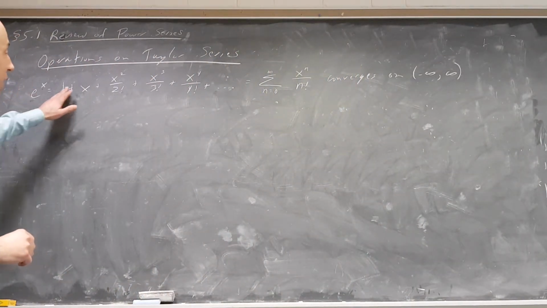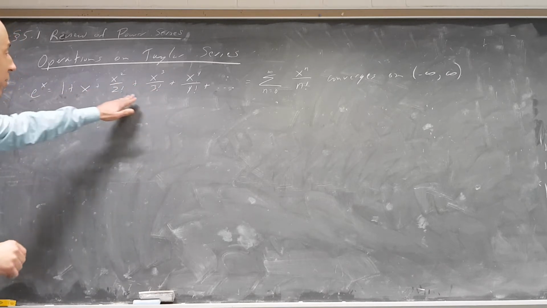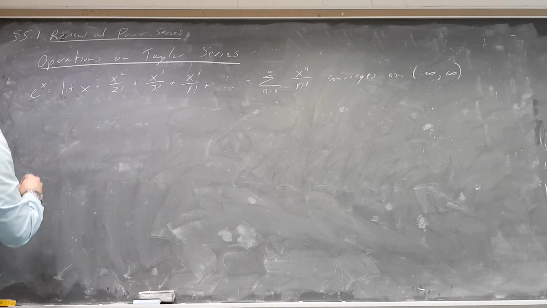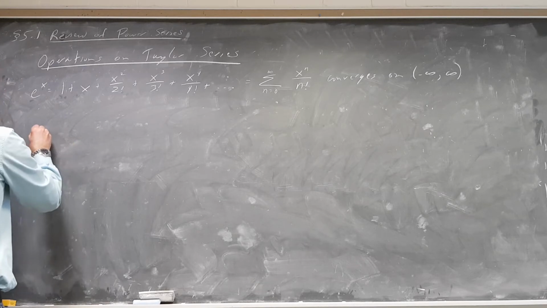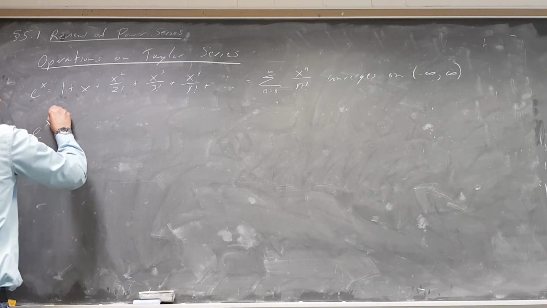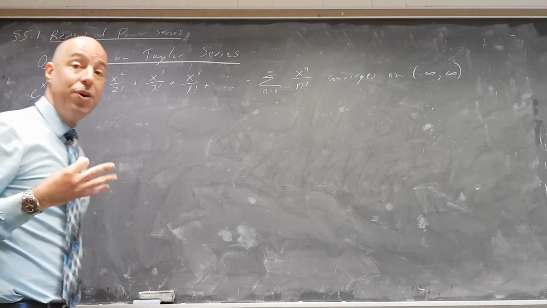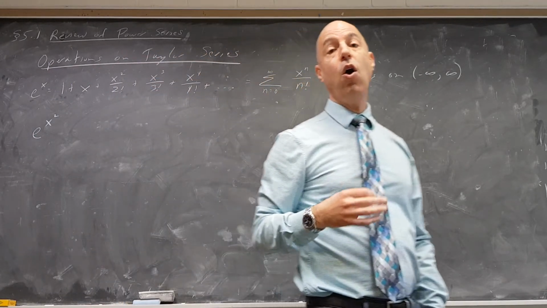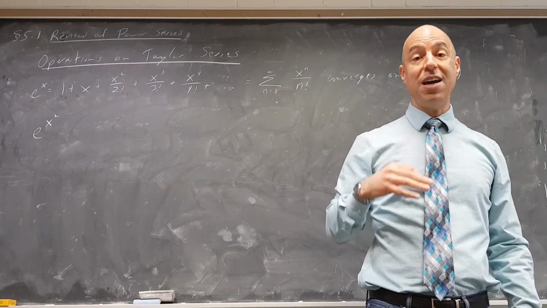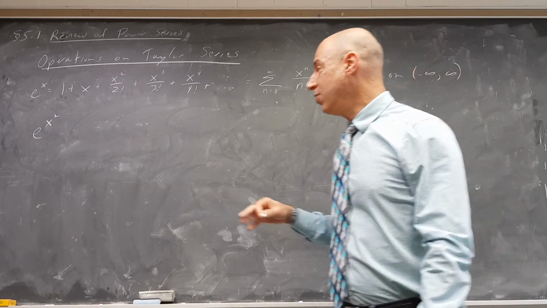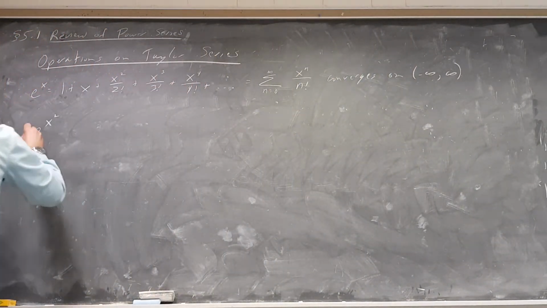But let's say we happen to have committed this Taylor series to memory, and we want the Taylor series around x equals 0 for e to the x squared. You have 2 options here. One option is to go back to the definition of Taylor series, and you could call this function f of x.